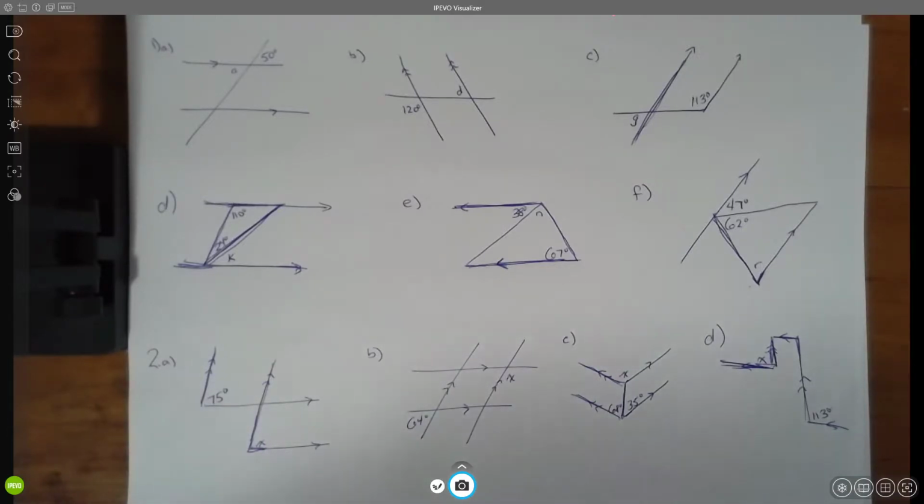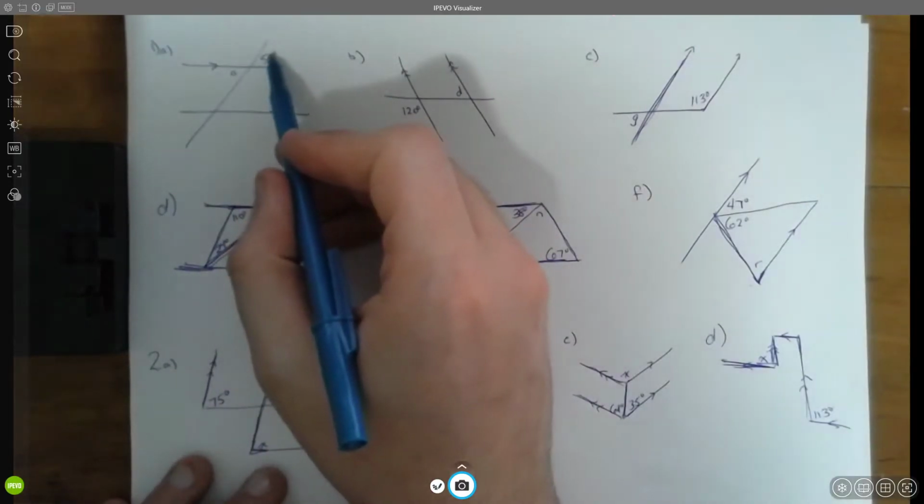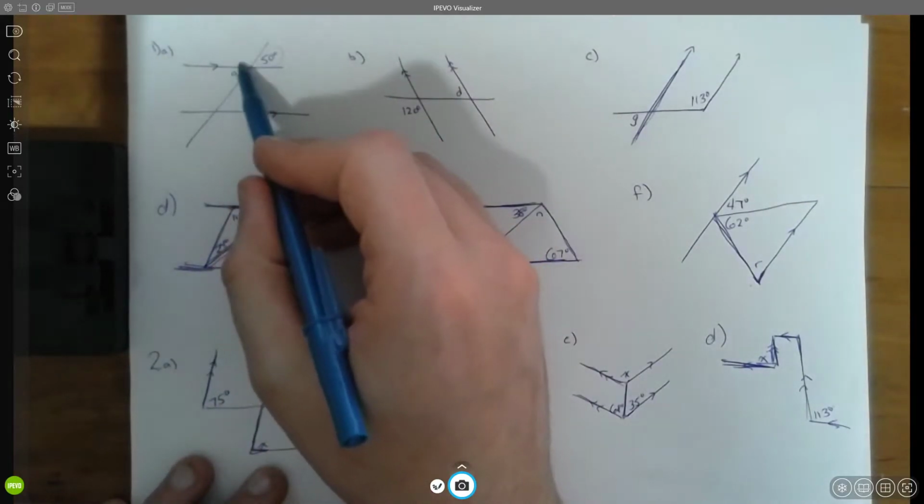So for these questions, you are given certain transverse lines. Those are lines that cross two other lines. And in this case, we're dealing a lot with parallel lines and using information from that to figure out missing angles. So for 1a, we're given the value of 50 degrees here, and we're asked to figure out A.